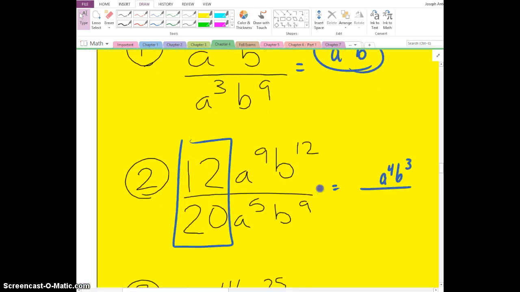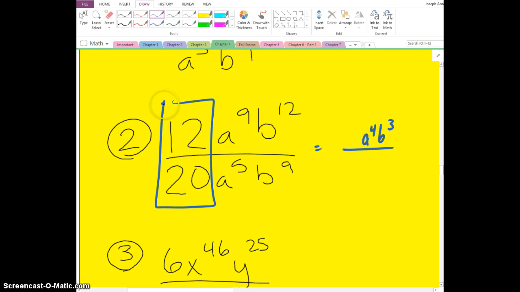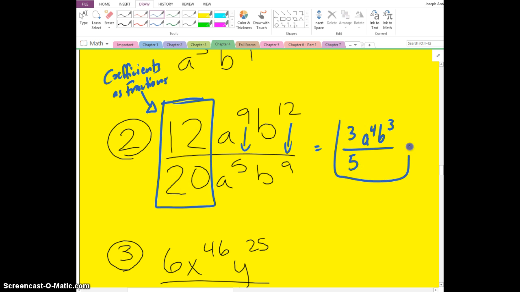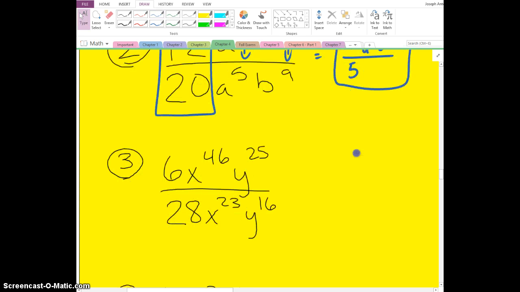When you bring it back over here, what I want you to notice is that 12/20 is simply a fraction. So yes, you subtract the exponents, 9 minus 5, 12 minus 9. But you treat the coefficients as fractions. So when you look at 12/20, you simplify that and say, oh, 12 divided by 4 is 3, 20 divided by 4 is 5, and there's your answer. 3 a to the 4th, b to the 3rd, all over 5.